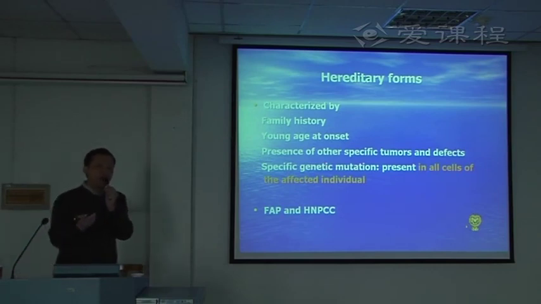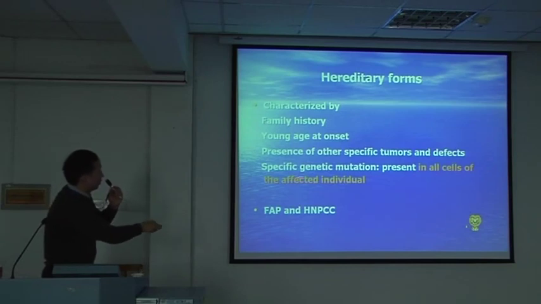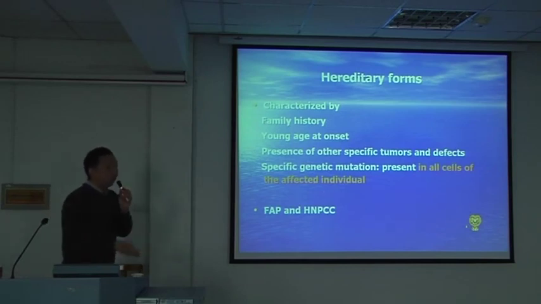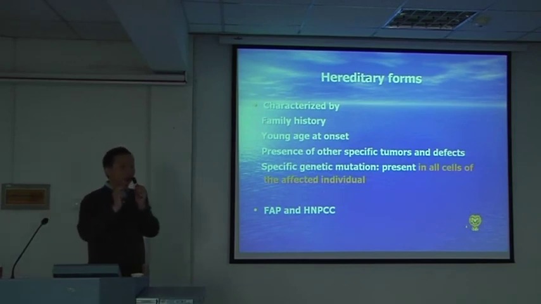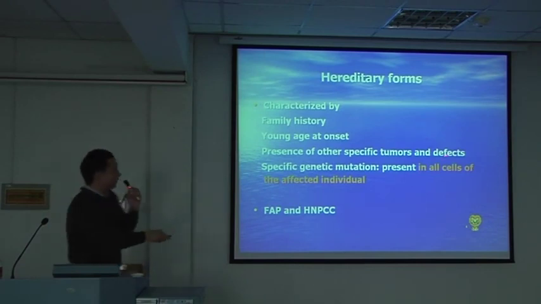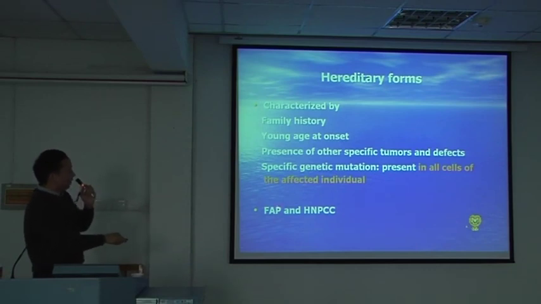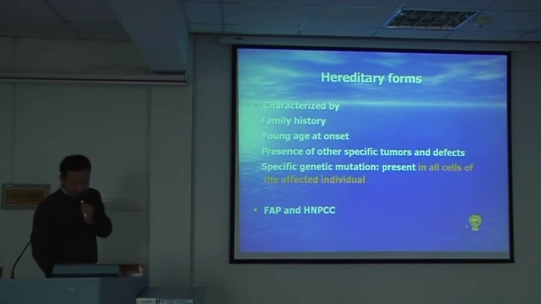We know FAP, which kind of gene mutation? APC gene mutation. And this kind of mutation is present in all cells of affected individuals, including tumor cells and your normal cells. So this is the familial form. FAP we have explained before, and what is HNPCC?